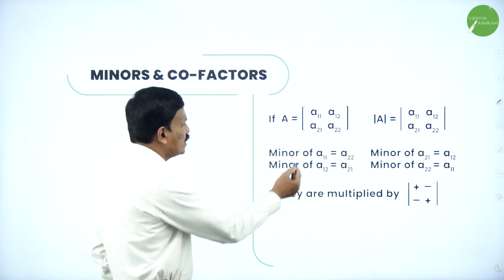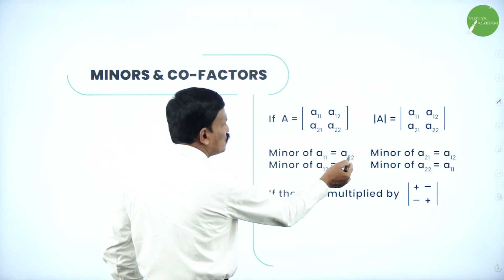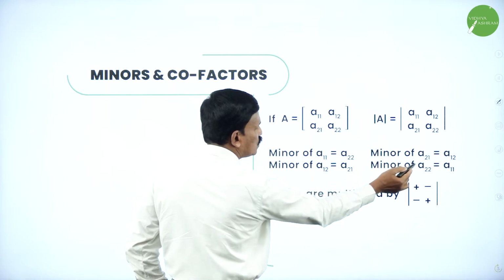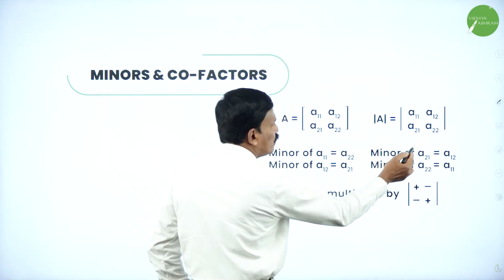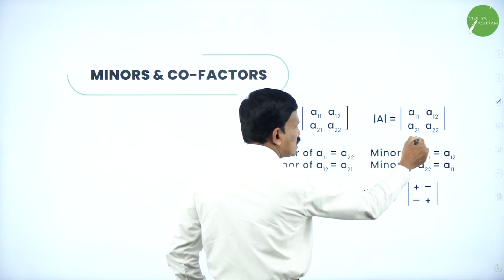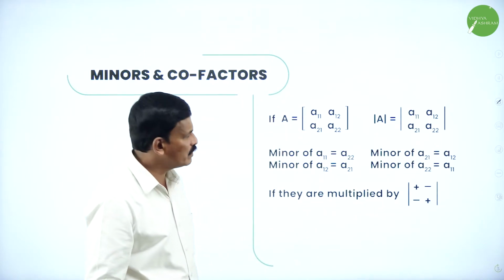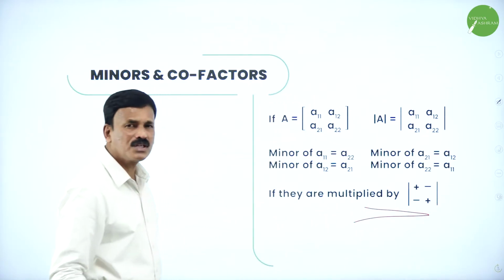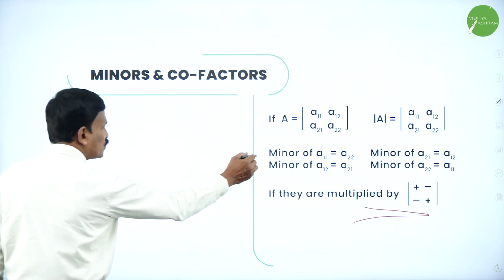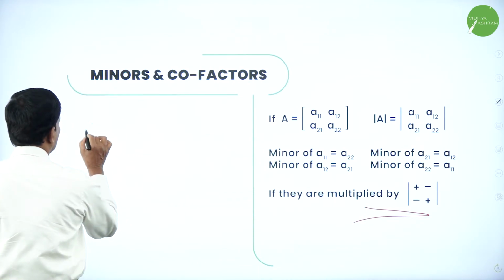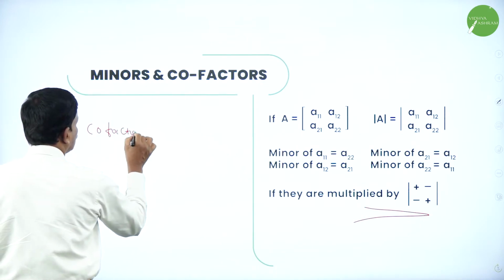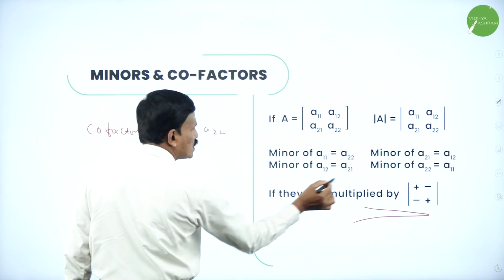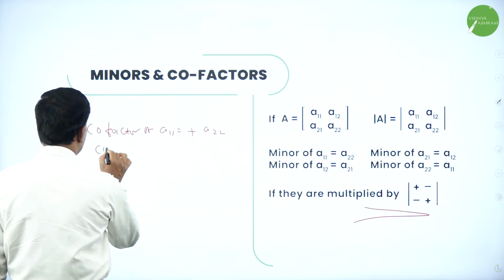Write down the minors. The minor of A11 is A22. The minor of A12 is A21. The minor of A21 is A12. And the minor of A22 is A11. So just delete the row and column containing that particular element. So if these minors are multiplied by a proper sign, plus, minus, minus, plus, we are going to get the cofactor. So therefore, instead of writing minor, I can write cofactor. The cofactor of A11 is A22. What is the sign? It is positive. Next, cofactor.